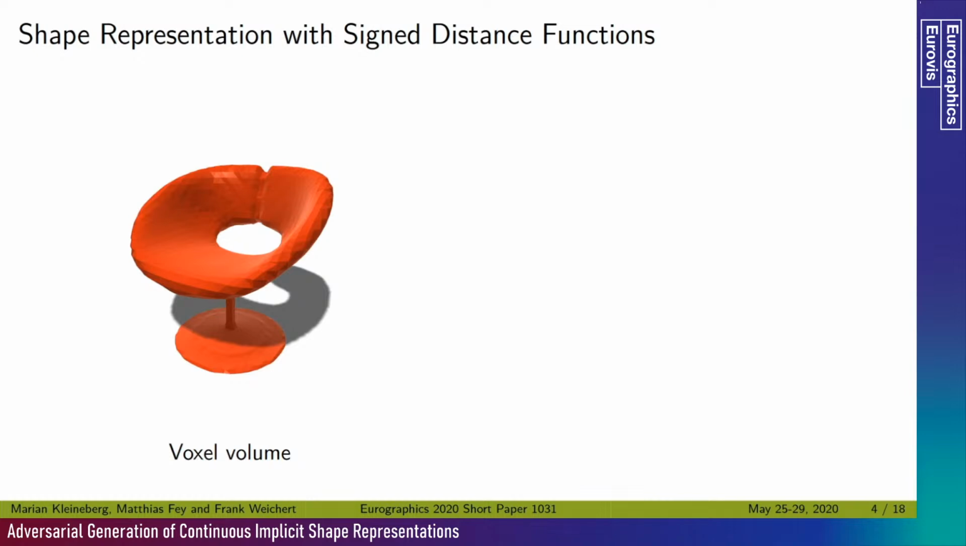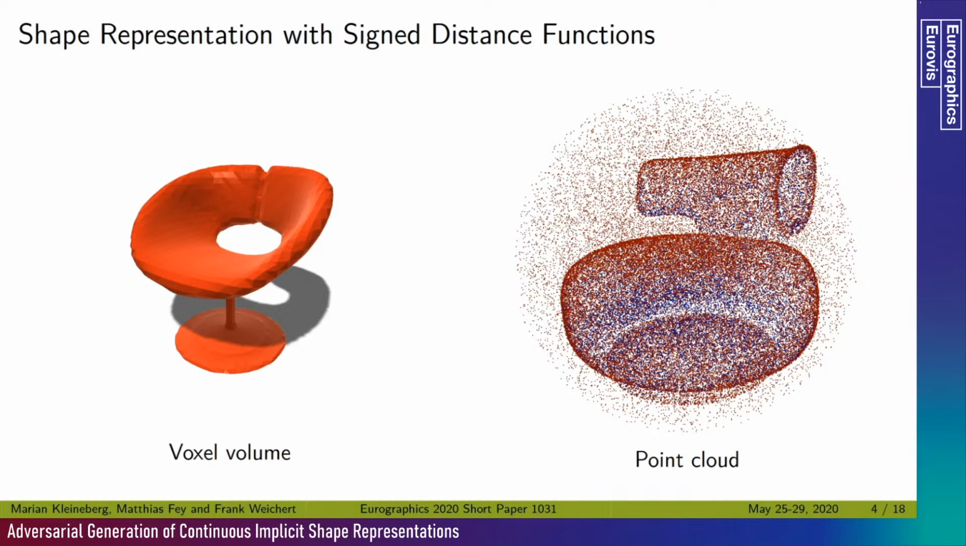Shapes can be represented with signed distance functions, for example by sampling the SDF on a grid, resulting in a voxel volume. This voxel volume can then be reconstructed into a triangle mesh using something like marching cubes. We can also sample the SDF at arbitrary points, resulting in a point cloud that is non-uniformly distributed.